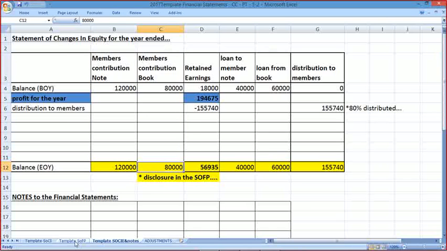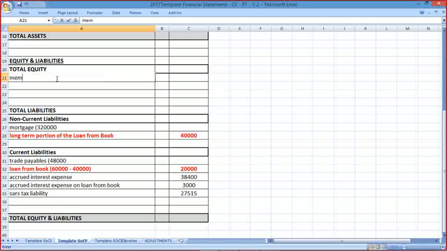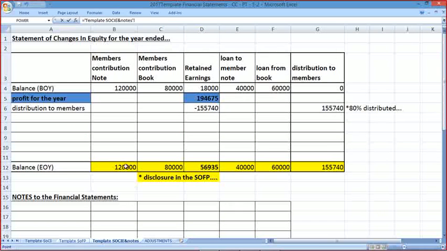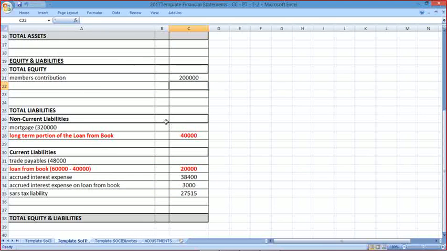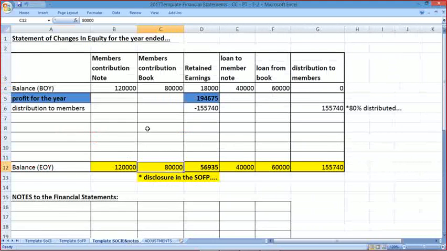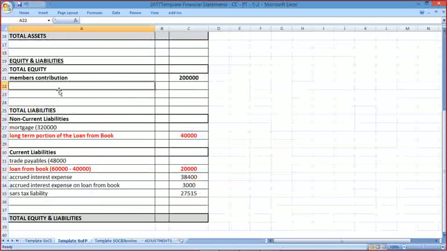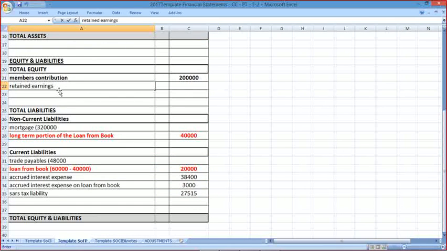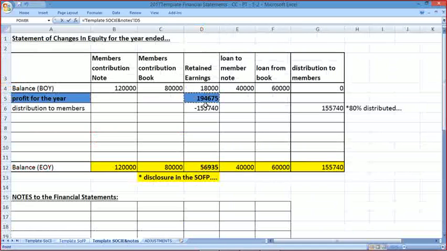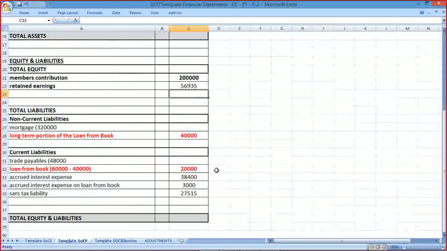So let's go to the financial position. Members' contribution. Okay, what is that going to be? It's going to be equal to, go to the SOCI, it's this amount plus that amount. Members' contribution note plus book. Okay, that's 200,000. Yes. Right. What else do we have in the SOCI? We've got retained earnings. Retained earnings equals that figure. There it is. 56.